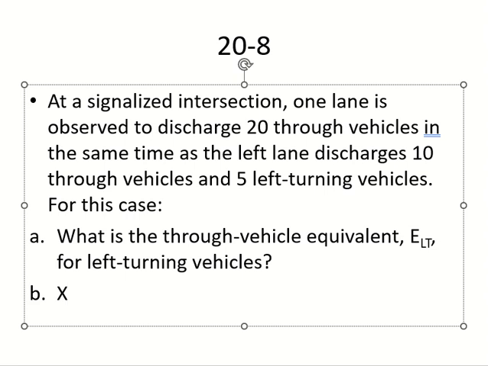Okay, so I observe it for X seconds. In these X seconds, I saw the through lane has passed 20 vehicles. So what is the rate here? 20 upon X. The rate is 20 upon X.